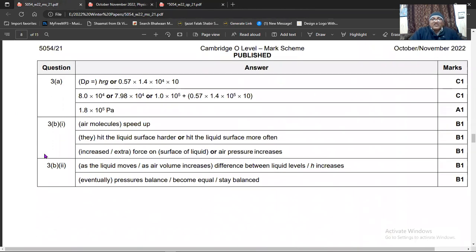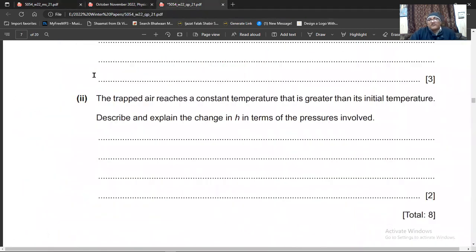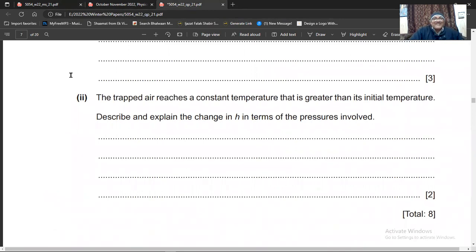So that is my answer, and this is the answer given in the marking scheme. As the liquid moves, as air volume increases, the difference between liquid level H increases. Eventually, pressure balance becomes equal, stays balanced. So this will happen until the pressure of the atmosphere plus the pressure of that H length of that liquid balances with the pressure of the trapped air. So I hope you understand.